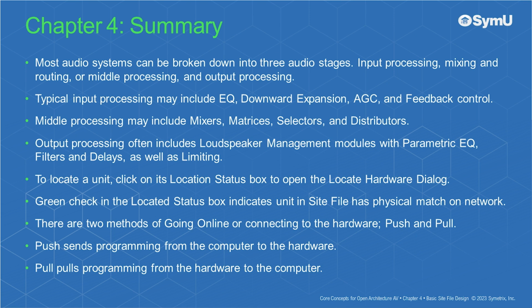To locate a unit, click on its location status box to open the Locate Hardware dialog. A green check in the Located status box indicates the unit in the site file has a physical match on the network. There are 2 methods of going online or connecting to the hardware: push and pull. Push sends programming from the computer to the hardware. Pull pulls programming from the hardware to the computer.